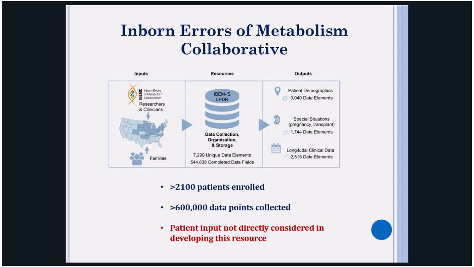As we said at the beginning of our training series, the Inborn Errors of Metabolism Collaborative is a database with over 2,100 patients and about 30 metabolic specialty clinics across the country, following patients with inborn errors of metabolism. It's the largest database of its kind. But as you might remember, patient input was not directly considered in developing this resource. Nobody asked the patients about their outcomes and what they thought was important. It's all clinical data. So as you might guess, PCORI and the IBEMCSN see this as something lacking.